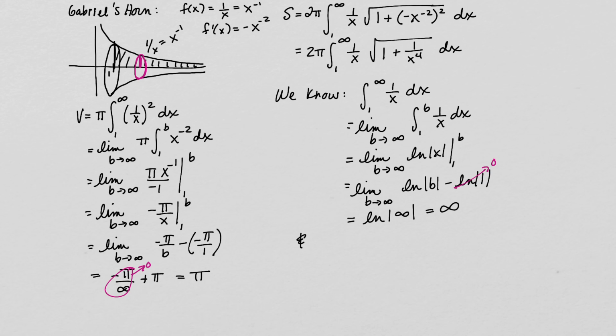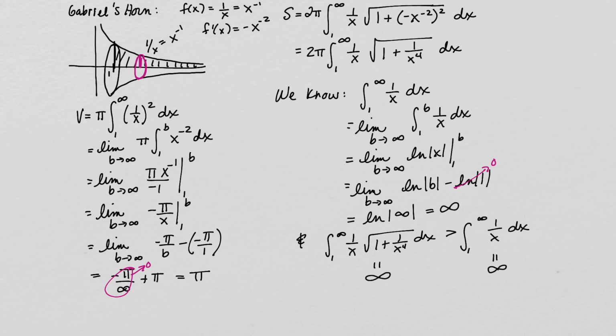And the integral we were looking for, the integral from 1 to infinity of 1 over x times the square root of 1 plus 1 over x to the 4th dx, is bigger than the integral from 1 to infinity of 1 over x dx. Which means, since this integral went to infinity, this one has got to be bigger, so it's also got to go to infinity. It's also got to diverge.